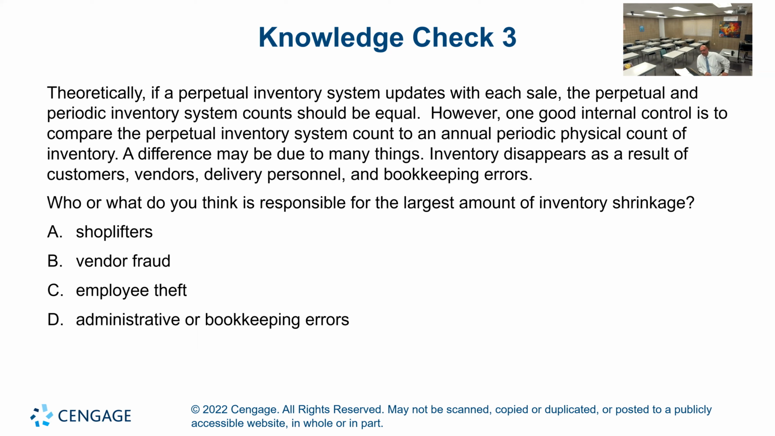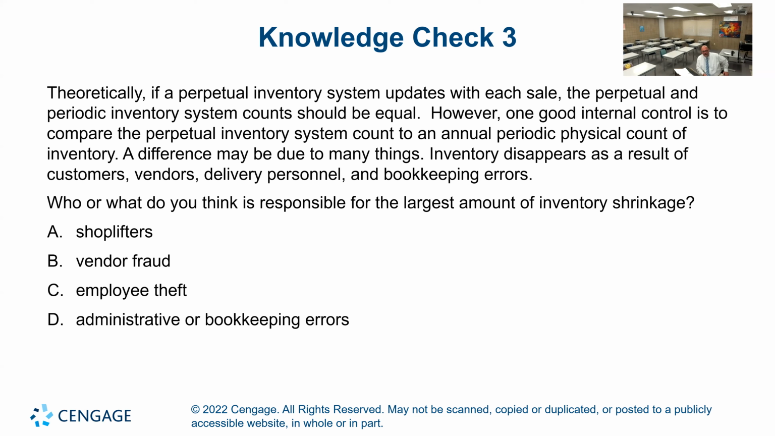And this is what I was saying. Even if we're using this, one of the fallbacks of the perpetual method is that you don't really know about what you don't know. You're just getting everything that goes through the register. So if there are shoplifters, vendor fraud, authority theft, administrative or bookkeeping errors, a lot of stuff is going to happen to your inventory. And if you're on a perpetual method and everything's getting run by the register, it just gets easy to kind of rely on that technology.